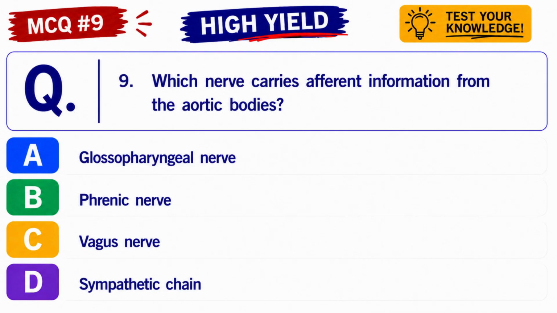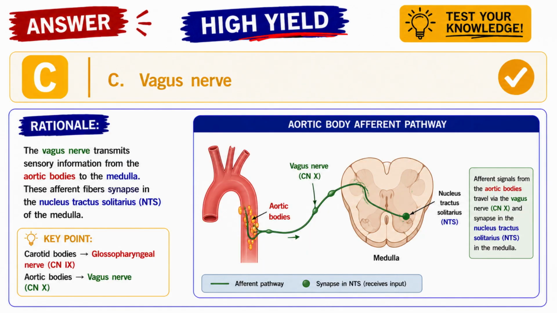Question 9. Which nerve carries afferent information from the aortic bodies? A. Glossopharyngeal nerve. B. Phrenic nerve. C. Vagus nerve. D. Sympathetic chain. The answer is C. Vagus nerve.